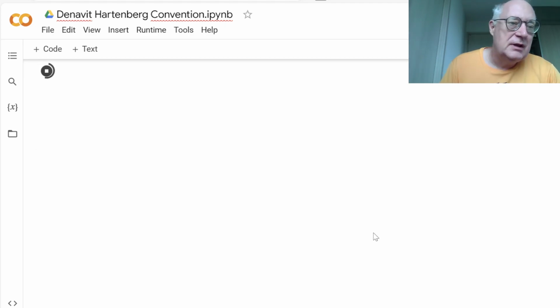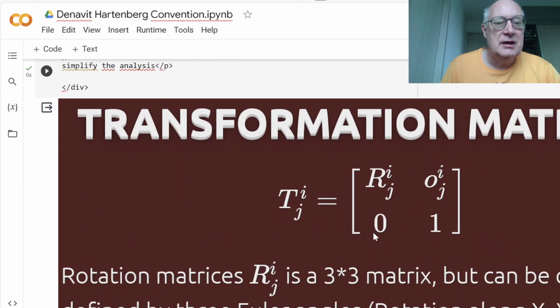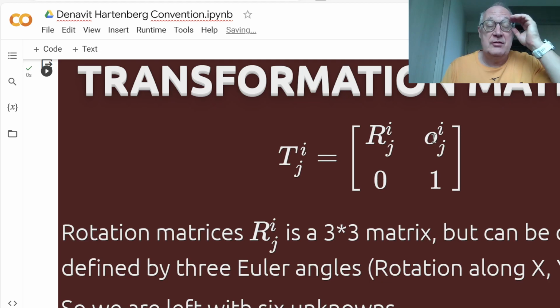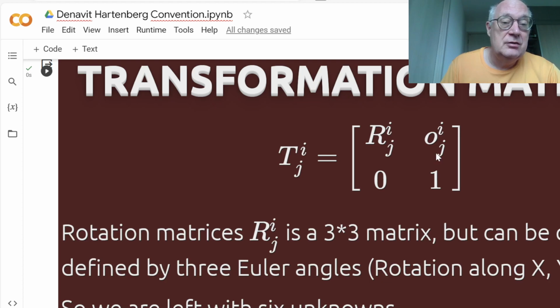So let's have a look at what our transformation matrices actually look like. The transformation from joint I to joint J is a 4x4 matrix that has a 3x3 rotation matrix, that is the relative orientation from I to J, as well as a translation vector of the origin from I to J, and then 0, 0, 0, 1 underneath, in order to pass through the constant for homogeneous coordinates.